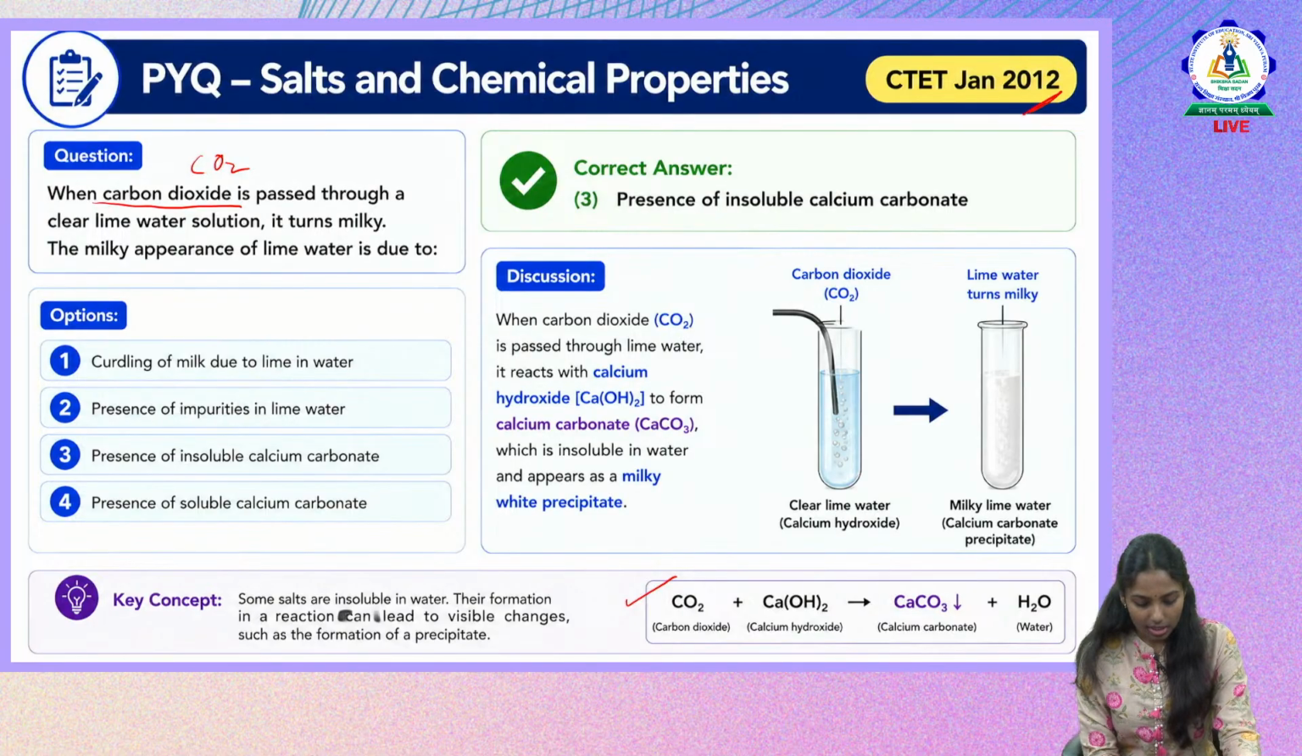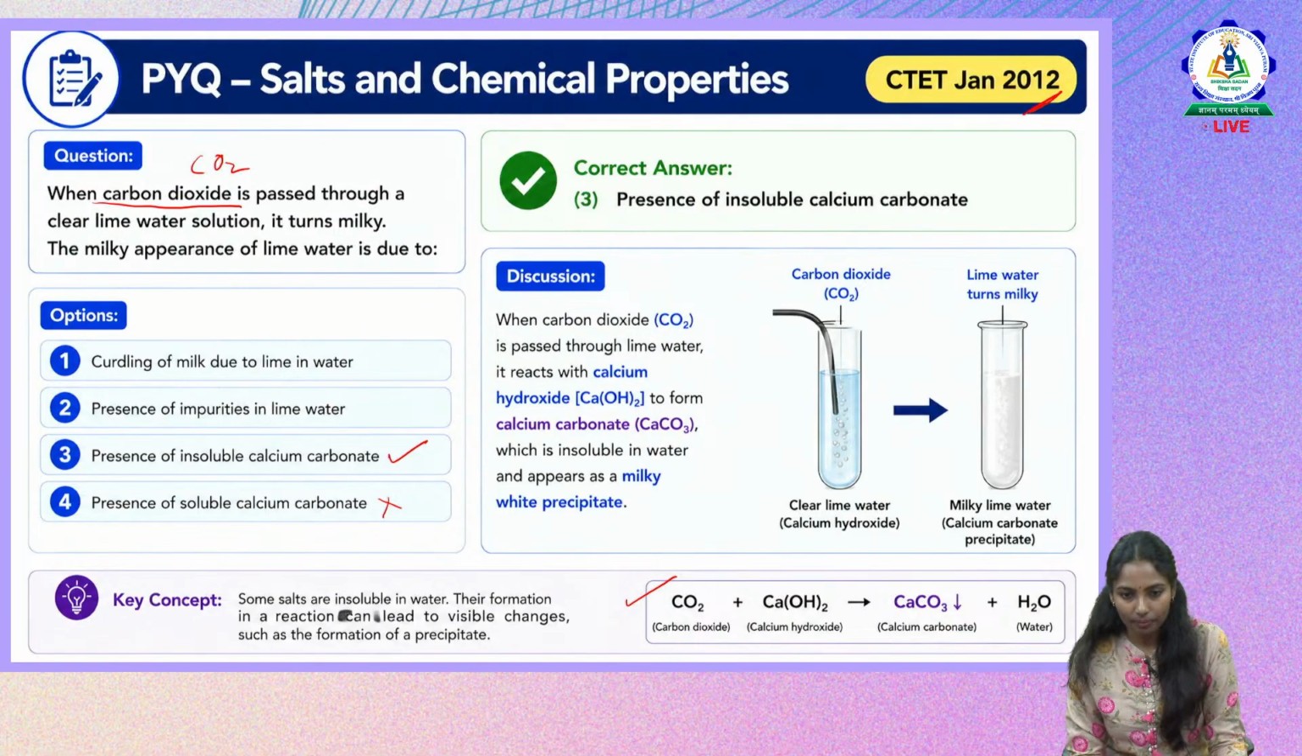So the options: curdling of milk is due to lime in water. No, because of lime in water there is no curdling of milk. This is not the answer for this kind of question. This option is correct, but that is not the answer for this question. Presence of impurities in lime water. No, not the right option. Presence of insoluble calcium carbonate. Yes, this is the answer. If it is soluble, then it would not have been milky at all in the first place. So you can eliminate this option as well. Okay, so whenever these kind of questions are asked, straight away write the equation and you can get the answers.